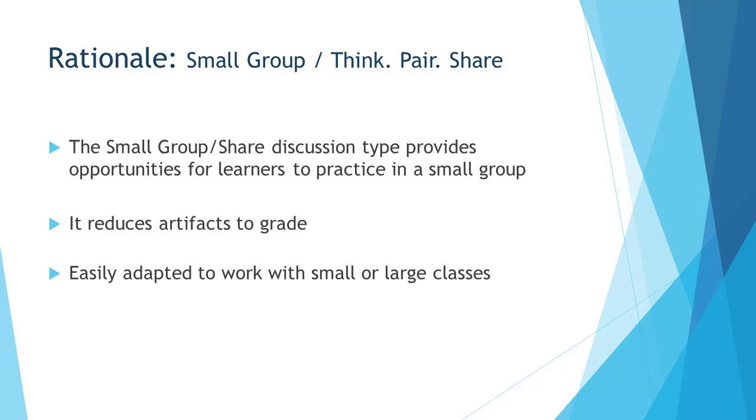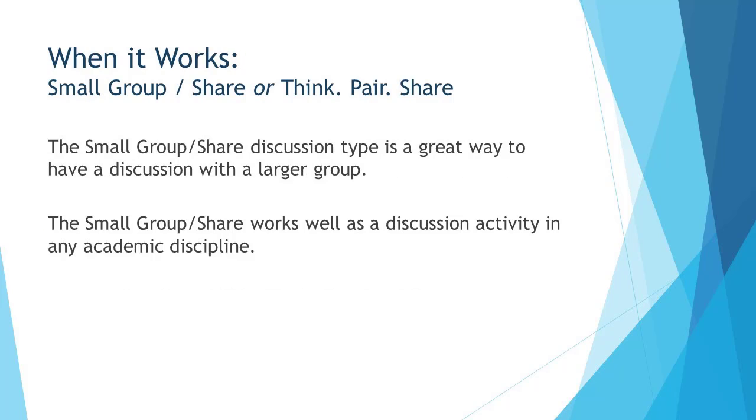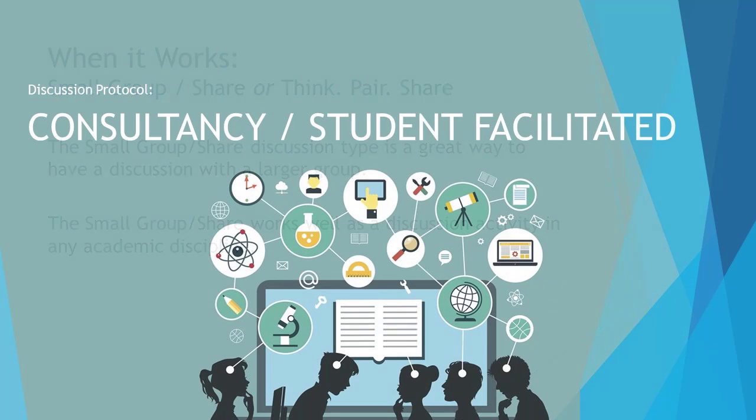You just select maybe just the pair if you have 8 numbers of each group, depending on the size of your classes. So that's a really good one. Now, when does small group share or think pair share really work? This works because it's a great way to have a discussion with a small group or with a large group. This works well as a discussion activity across any academic discipline.